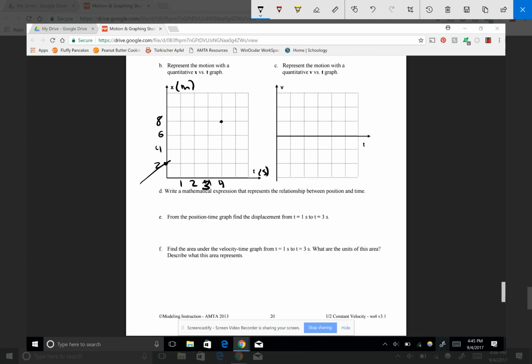Now let's draw our line. I'm drawing it long so I can make it nice and smooth. Great. That's our position time graph for this problem. Now we need to represent this motion quantitatively, that just means with numbers, in a velocity versus time graph. Big hint, guys, velocity is the slope of a position time graph. Let's write that down.